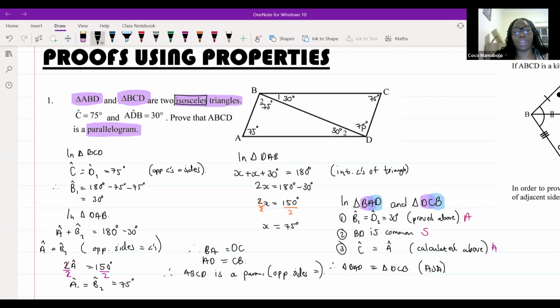Okay, I can even take it further and say angle B2 is equal to angle D1, angle C is equal to angle A, and then we can say because of opposite angles of a parallelogram being equal. Okay, so you can do either of those. All right, so it just takes a little bit of thinking outside the box, guys.